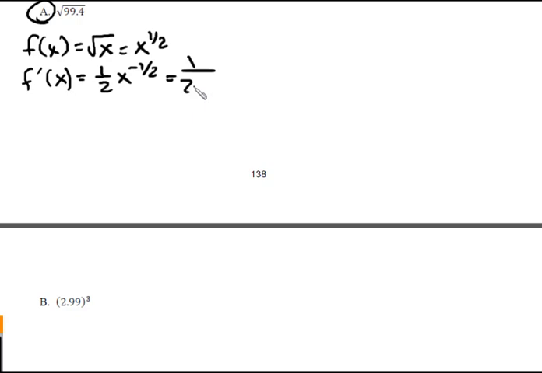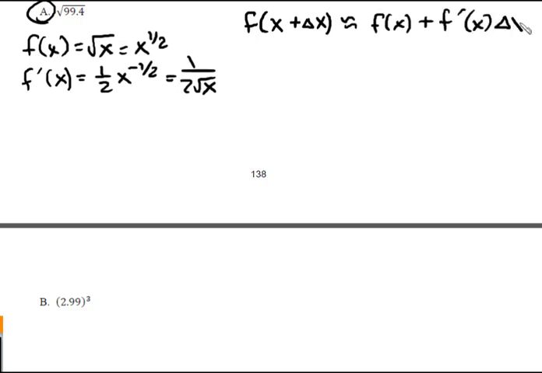So we need an f of x. So f of x, how about we just use square root of x, because we're trying to find the square root here. Now remember that we need to actually find the derivative here. Okay? So the derivative, f prime of x, is actually going to be, if this is x to the half, 1/2 x to the minus a half, or 1 over 2 square root of x. Alright, so if we're going to use differentials to approximate the following, remember that f of x plus delta x is approximately f of x plus f prime of x delta x.